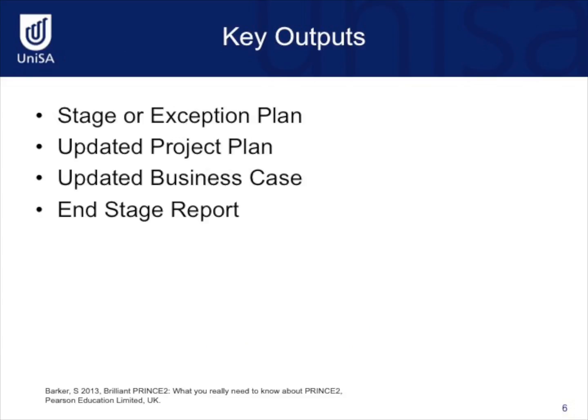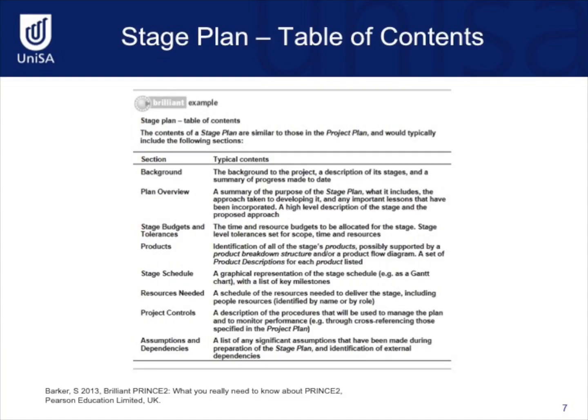The key outputs for this process are a stage or exception plan, an updated project plan, an updated business case, and an end stage report. Here is an example of what should be included in a stage plan. It's not too different from the project plan, but still needs to be provided for each stage of a project.